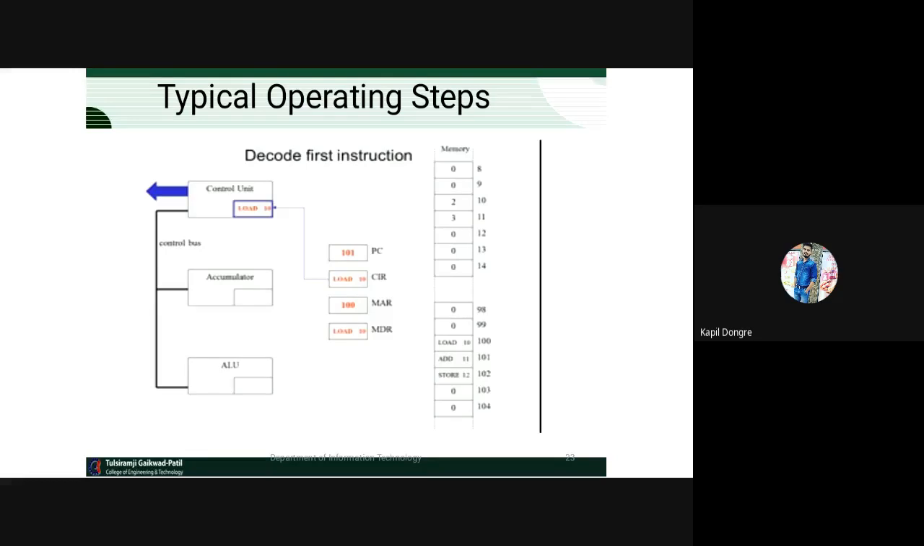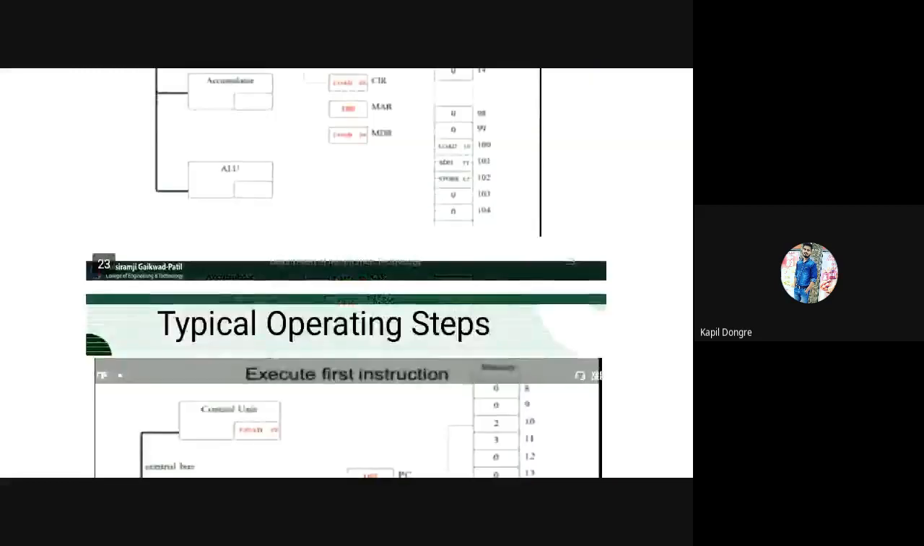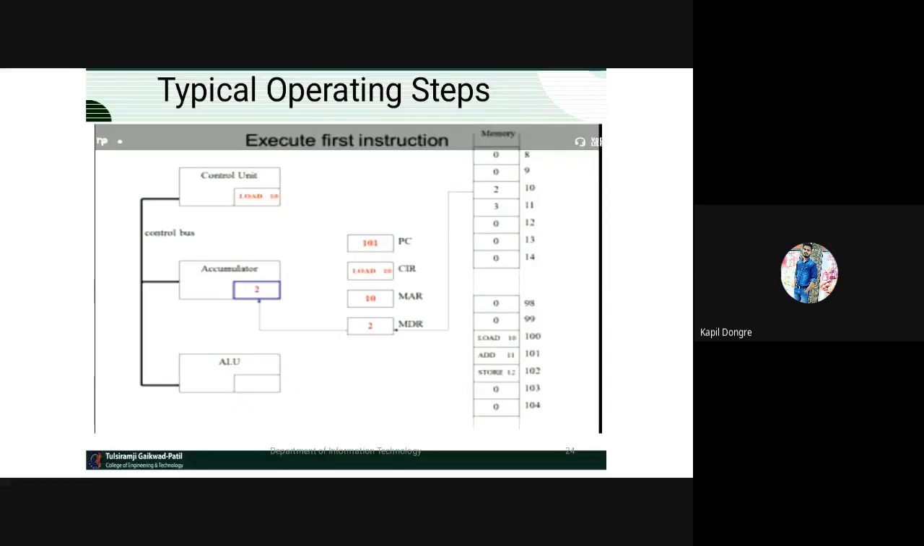After that, the load instruction is controlled by the control unit. So why is it controlled by the control unit? Because the load instruction is decoded by that control unit. That is the function of the control unit. The control unit decodes the load instruction. After decoding, we have the third step that is called executing. So PC points to the 101 location.